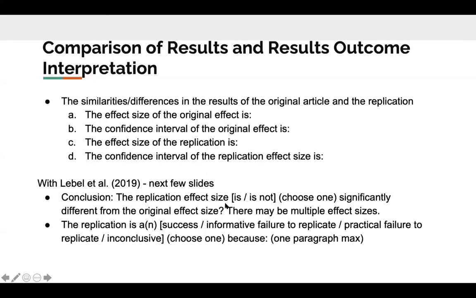But a key thing to note here is that there may be multiple effect sizes due to maybe having more than one DV. And we want you to classify whether the replication is a success, an informative failure to replicate, a practical failure to replicate, or if it's considered inconclusive. So if I remember correctly, a replication is considered a success if it's signal consistent, and an informative failure to replicate means that the original article might be a false positive, but we can never be 100% sure with this. It's considered a practical failure to replicate if there's differences due to differences in methodology or design, and it's inconclusive if the findings are mixed.